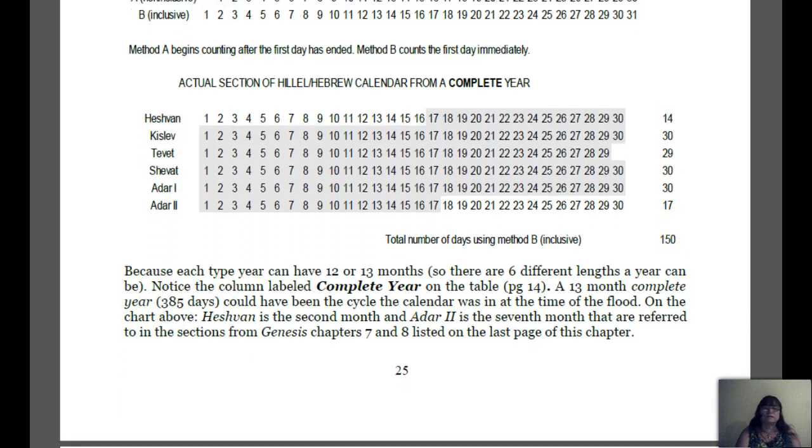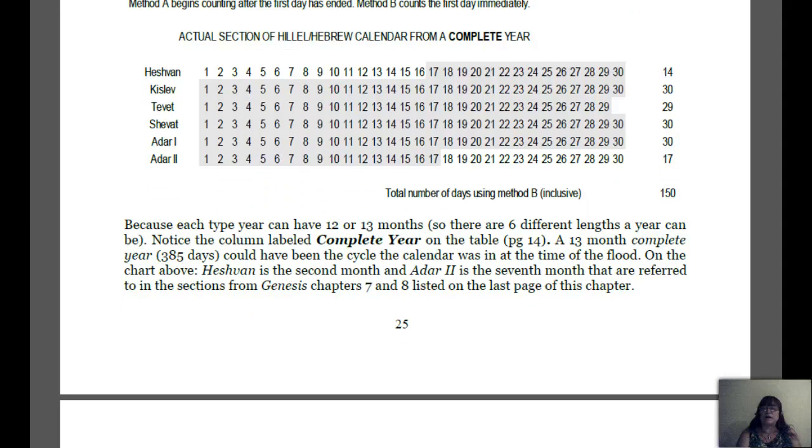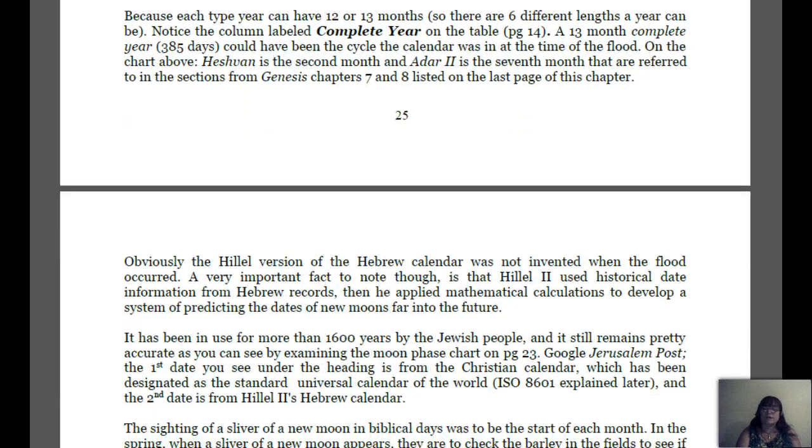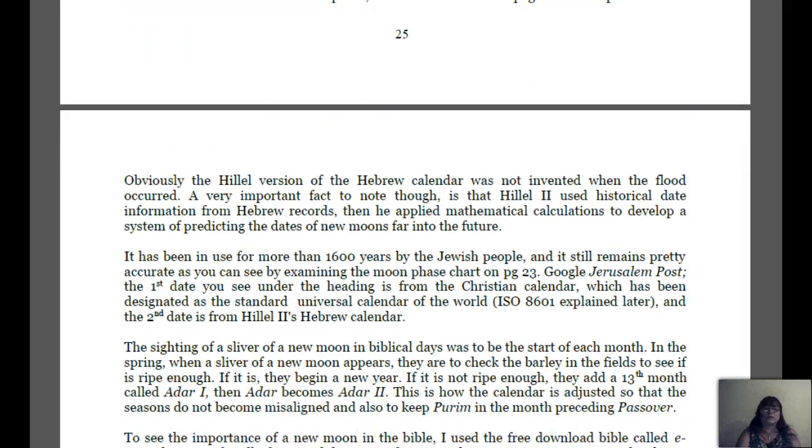Okay, because each type of year can have 12 or 13 months, there are 6 different lengths a year can be. Again, like I showed you in the other chart, 353, 354, 355, 383, 384, or 385. Obviously, the Hillel version of the Hebrew calendar was not invented when the flood occurred.